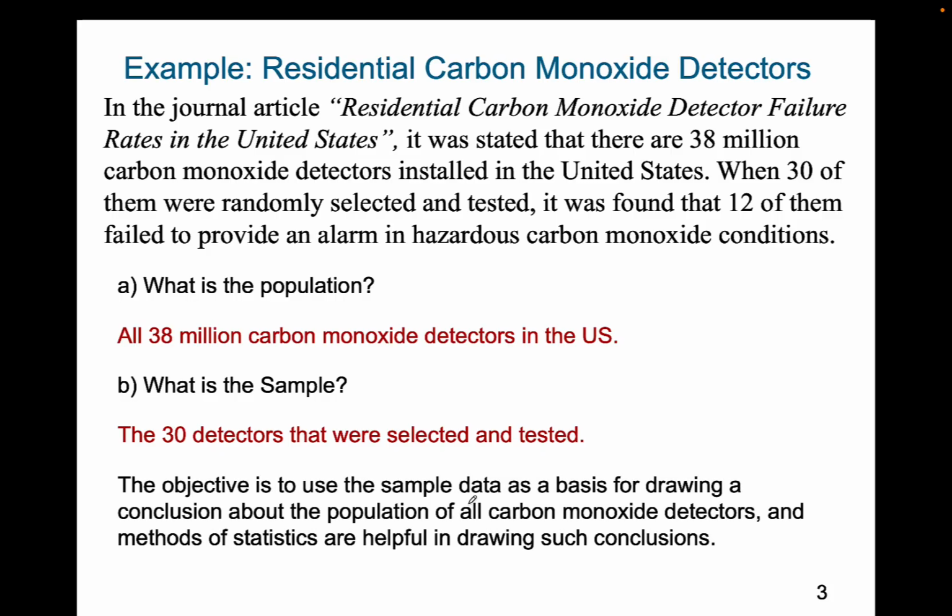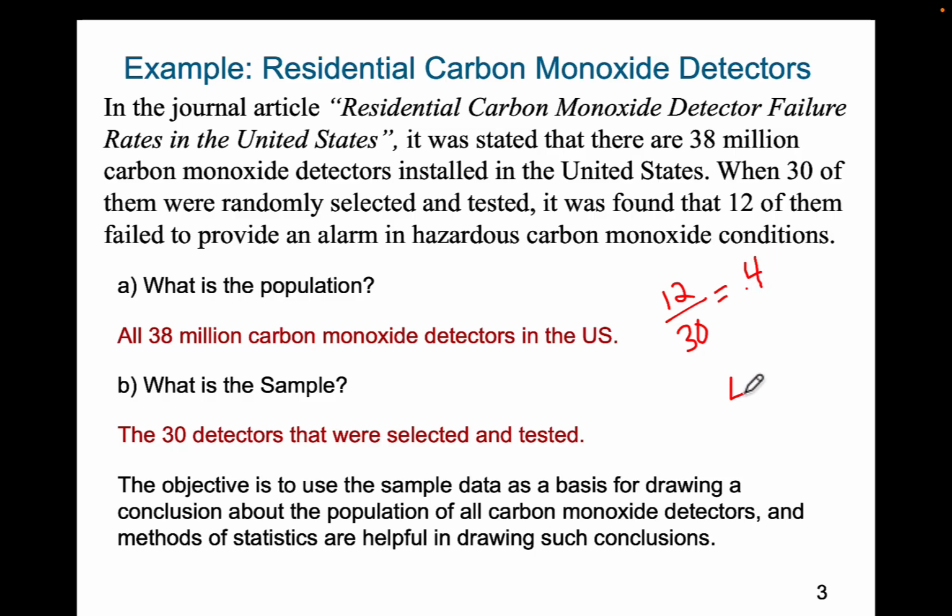The objective is to use the sample data as a basis for drawing conclusions about the population of all the carbon monoxide detectors. And methods of statistics are helpful in drawing that conclusion. So here we had 12 of our 30 fail. Type that in your calculator, just any calculator on your phone is fine. 12 divided by 30. That gives us 0.4. 0.4 is a decimal. That is the probability that one of them selected failed.